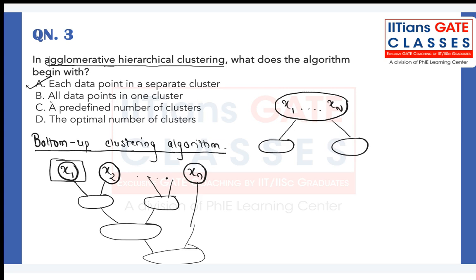And option D says, what does the algorithm begin with? The optimal number of clusters. Again, if you can find the optimal number of clusters before running the algorithm, then there is no point to even have the algorithm in the first place. If you have the optimal number of clusters, then just use k-means, and you'll be able to find the optimal cluster in one iteration. Okay, so that is why hierarchical clustering algorithms are typically used when you don't assume the number of clusters beforehand.